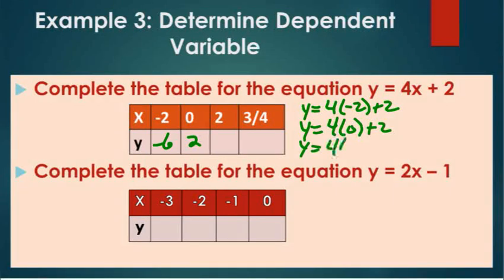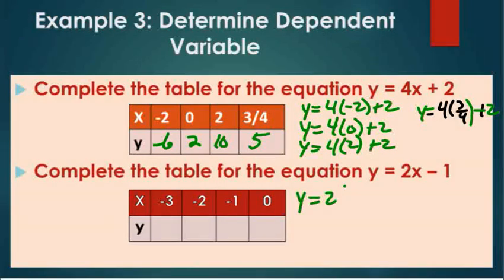If x is 2, what is our y? 4 times 2 is 8, 8 plus 2 is 10. Then 3/4. If I put 3/4 in for x, and then add 2, 4 times 3/4 is 3. 3 plus 2 is 5. So we found our dependent variables in that table. Next one, if x is -3, so y equals 2 times -3 minus 1. 2 times -3 is -6. Minus 1 is -7.